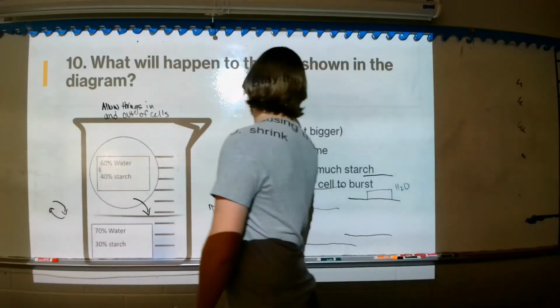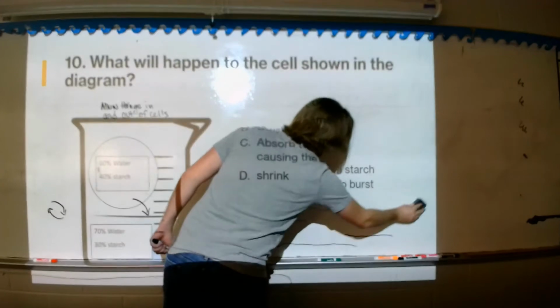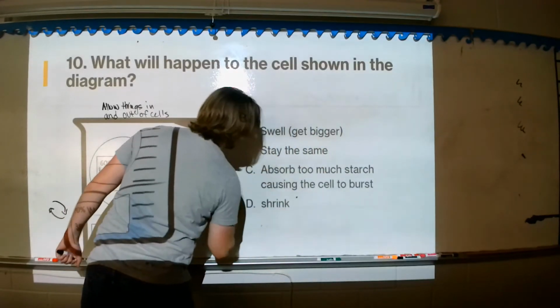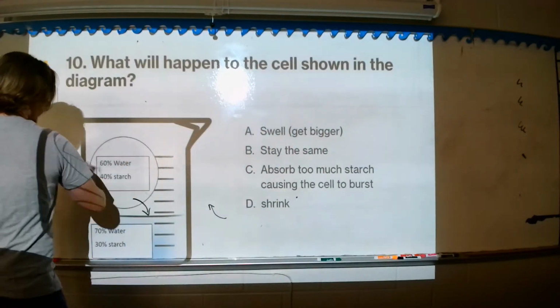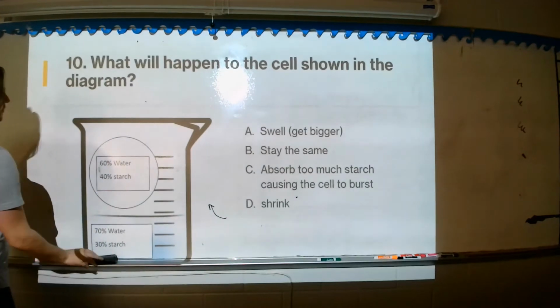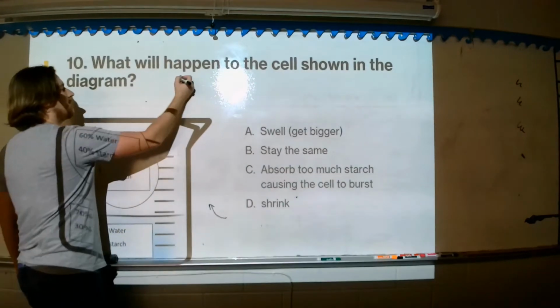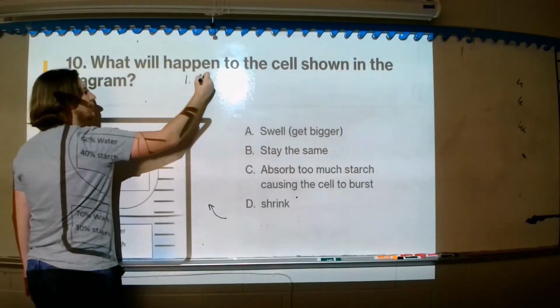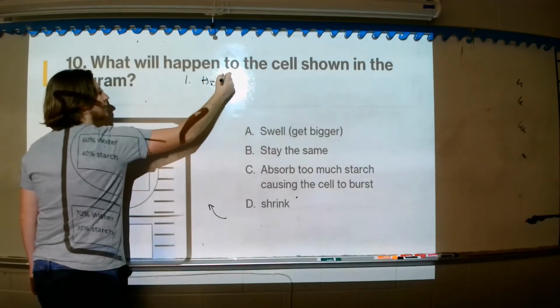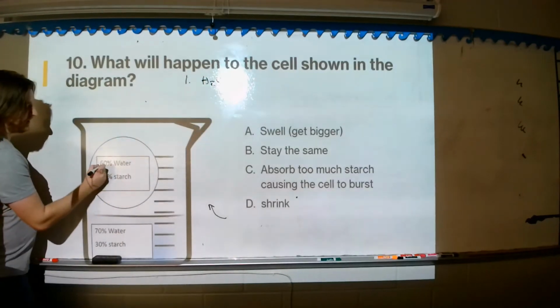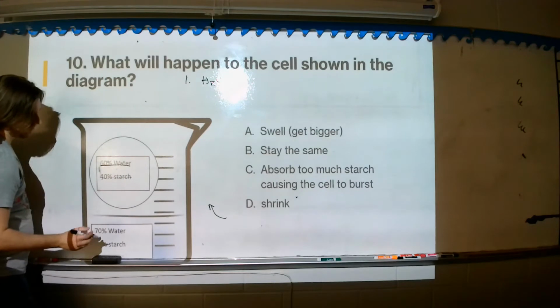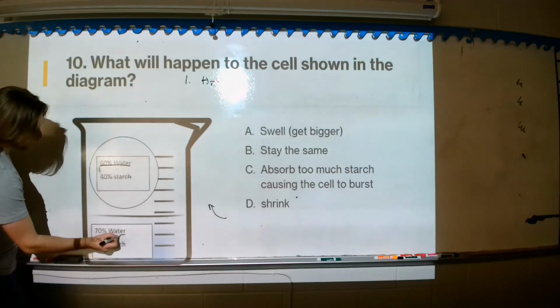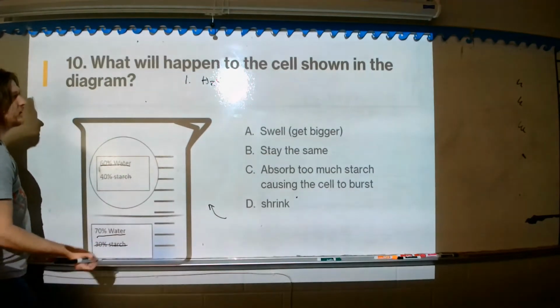We have another osmosis problem now. In this one, what will happen to the cell shown in the diagram? Again, remember my steps: do I have the water percentage? And if I look down here, I have 60% water. I can get rid of that starch. I don't need it. And 70% water. I can get rid of this. I don't need it.